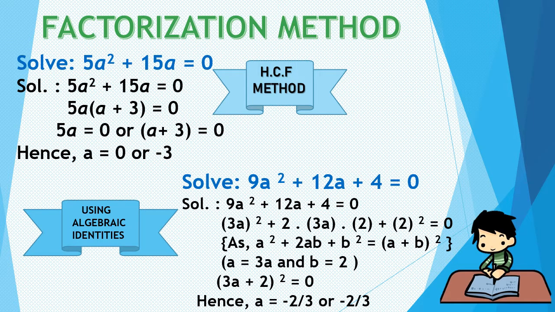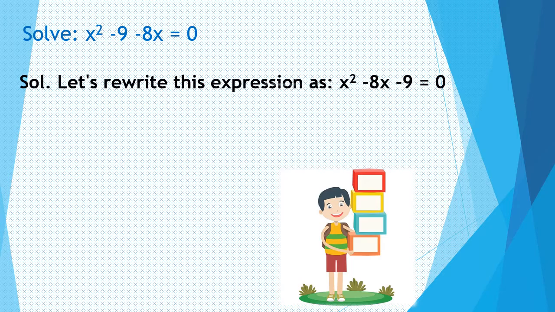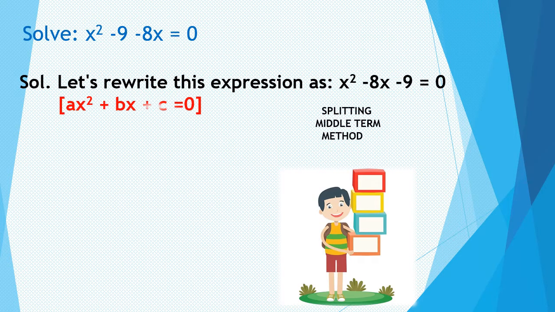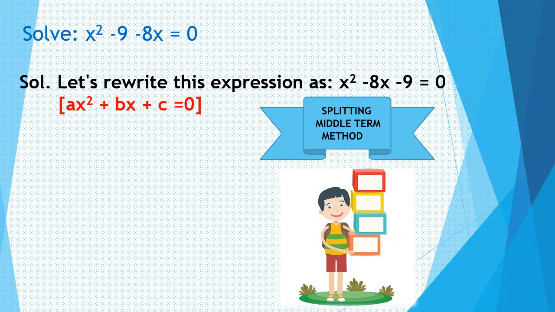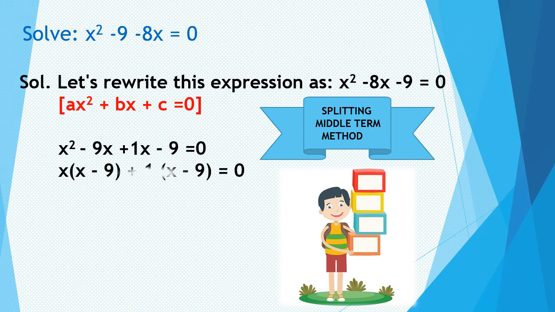Now I am going to take one more example, that is x square minus 9 minus 8x is equal to 0. Here we can observe I can't take a common factor among these three terms, and in fact I cannot use an identity as well. So we are going to use the middle term splitting method. But for that also, first of all we have to write it in standard form, which is x square minus 8x minus 9 is equal to 0. As you know very well now how to split the middle term, here you can observe the steps.